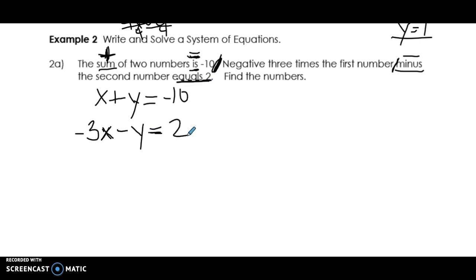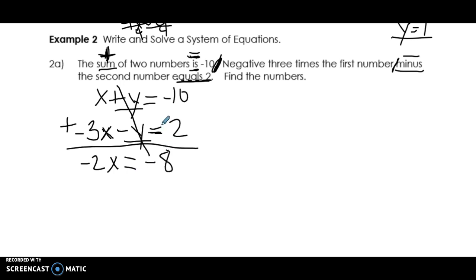So the thing you've got to get used to here with systems of equations is that you have to have a little bit of foresight. If I add these together, I'm trying to look for a variable that will cancel out. That happens here with plus y and minus y because they're opposites of one another. So if I add this together, I have x minus 3x gives me -2x. Y minus y, those cancel. And then this equals -10 plus 2 gives me -8.